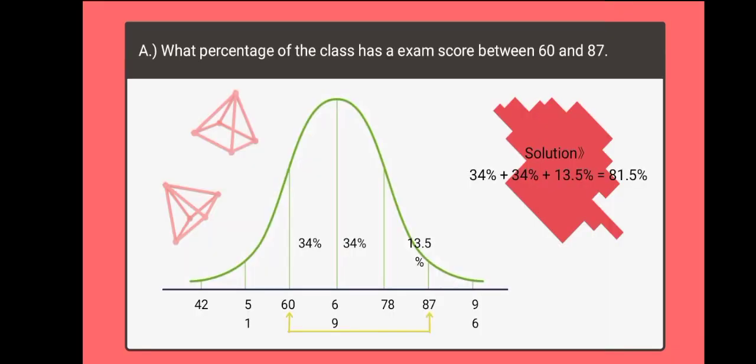In the first example, the value that we are searching for is the percentage of the class scoring between 60 and 87. The percentages in the diagram between 60 and 87 are 34%, 34%, and 13.5%. In order to get the answer, add these three together. That will be equal to 81.5%. So that will be our final answer.